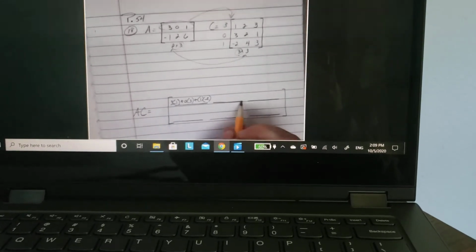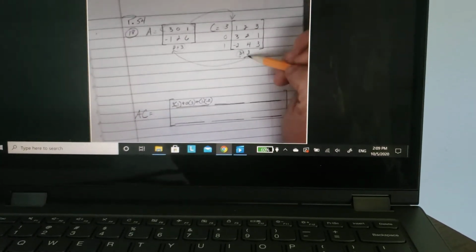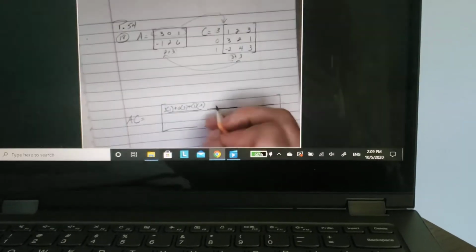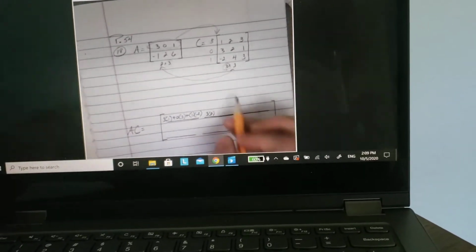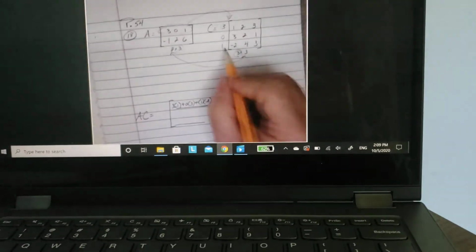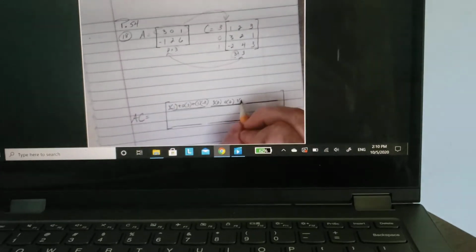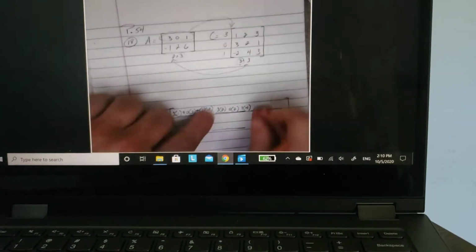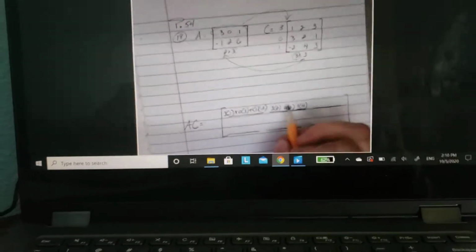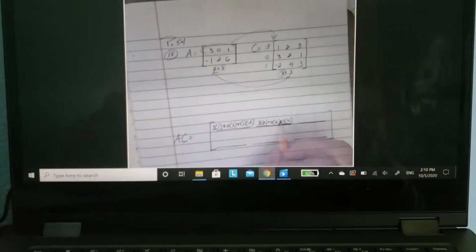Now I move over to the next column, right? 3 and 2 are the numbers that are being multiplied together. 0 and 2 are the numbers that are being multiplied together. 1 and 4 are the numbers that are being multiplied together. They're going to fill in that one entry in my matrix as I combine.